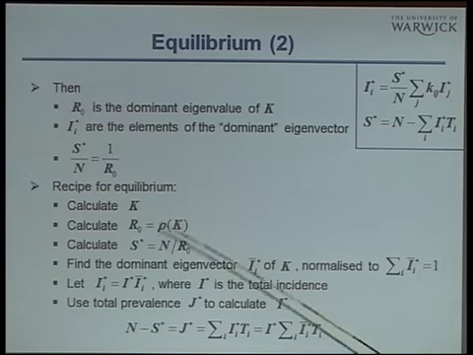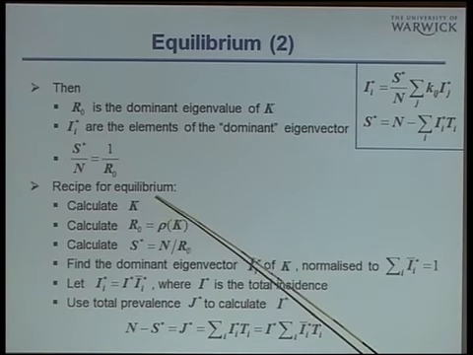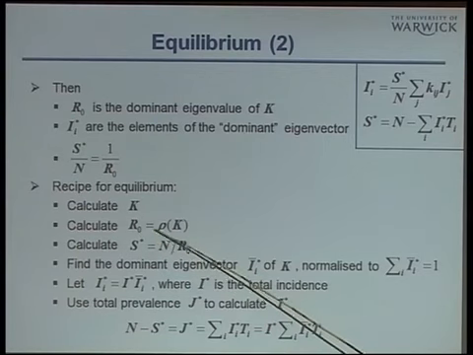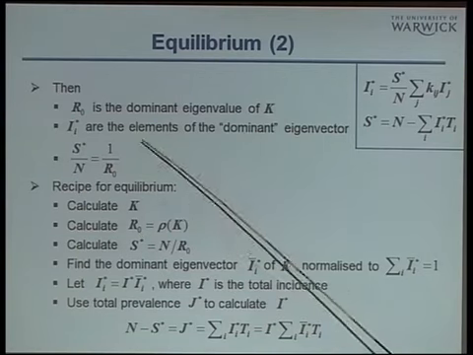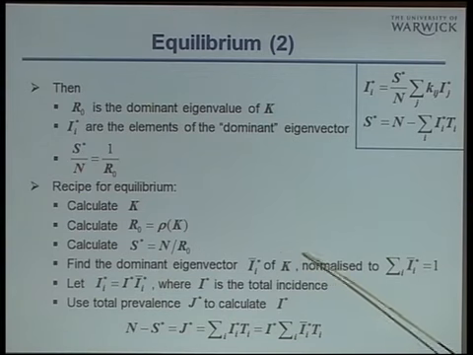The recipe basically works like this. I calculate K. If I have the beta ij of tau, I have to integrate that function over time, and each of them gives me the elements of K. So I have the matrix. I calculate the dominant eigenvalue. I calculate the susceptible population as n over R0. And then I have to find the dominant eigenvector of K, which is easy to do with a computer.